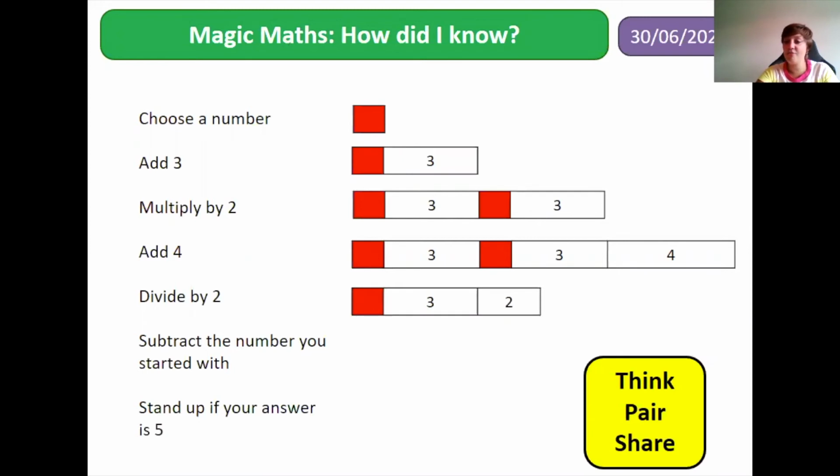Then when I half that, obviously I've got 2 red blocks and 2 3s, so I'm going to half that. I'll lose one of each of those. And half of 4 is 2. And hopefully you can now see where the last bit of magic comes in.